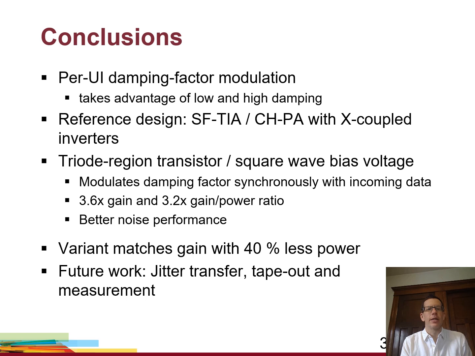In the end, that increased the gain by 3.6 when applied to both stages, and it improved the gain to power ratio by 3.2. We also designed a variant that matches the gain but dissipates 40% less power than the reference design. Our future work is going to be concerned with looking at jitter transfer. So how does the output jitter, data jitter, compare to the input data jitter? And does clock jitter get passed on to data jitter? We also have a chip design underway that we're going to tape out and then measure.